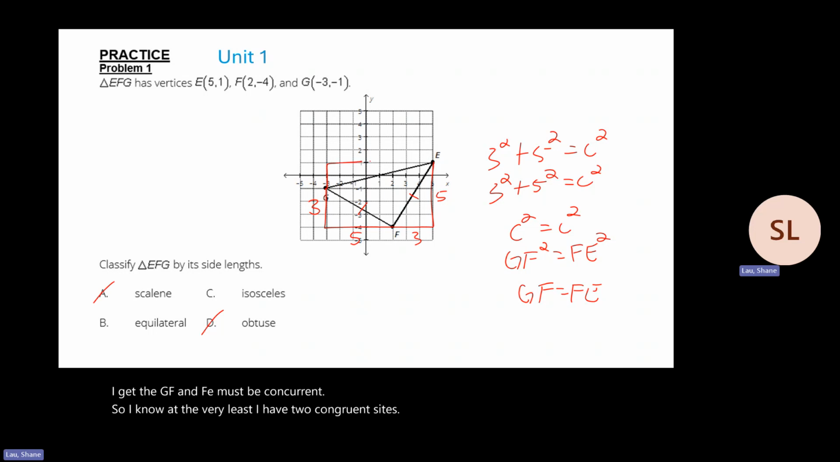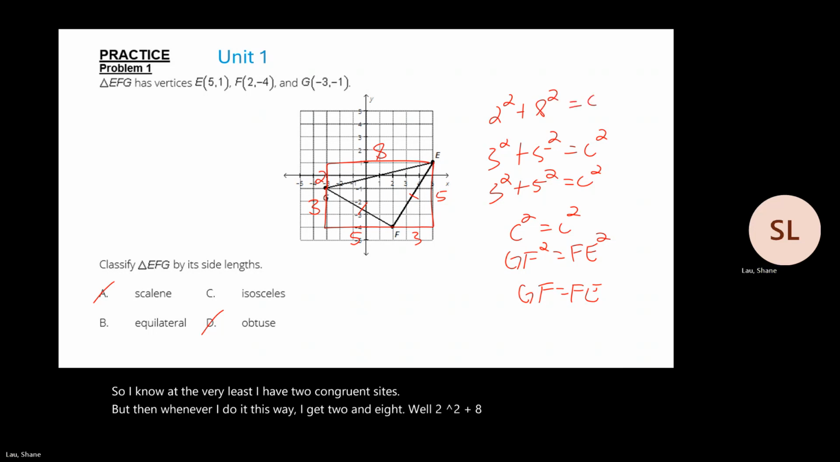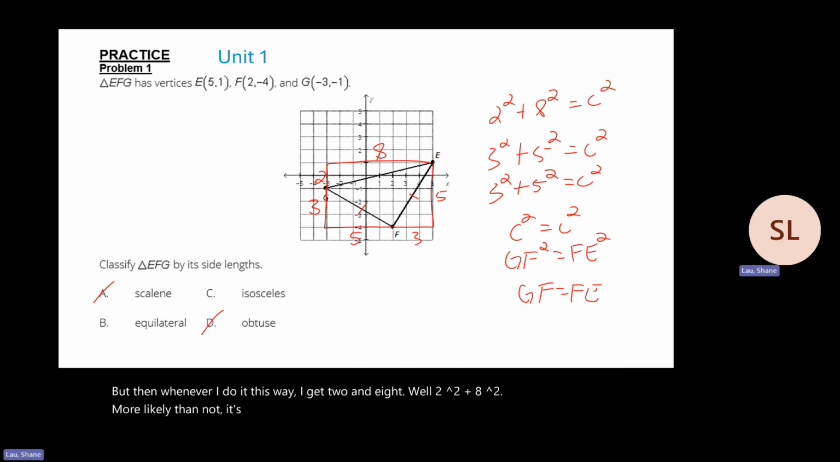But then whenever I do it this way, I get 2 and 8. Well, 2 squared is not 8 squared. More likely than not, it's not equal to the same c squared. So C has to be our correct answer here. Just a little bit of a shortcut, a little bit of an easier way to do this problem.